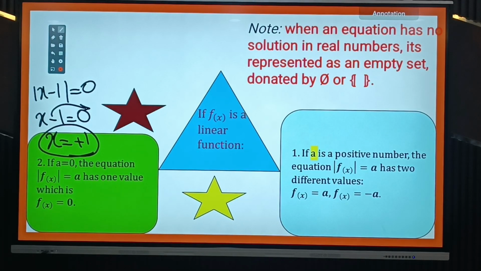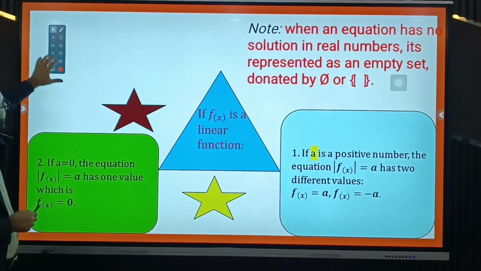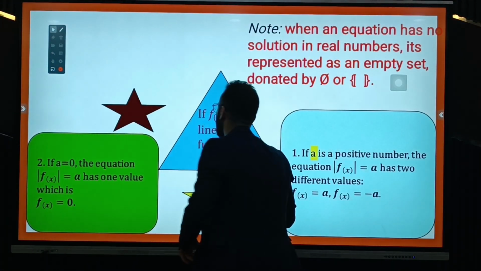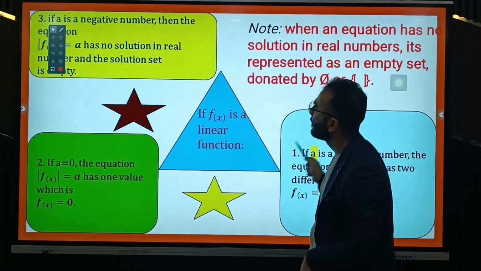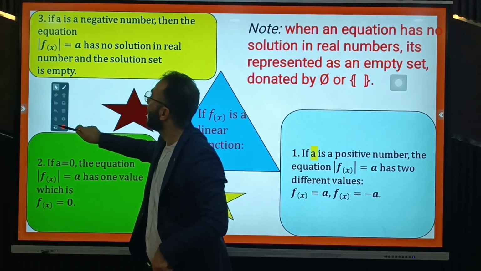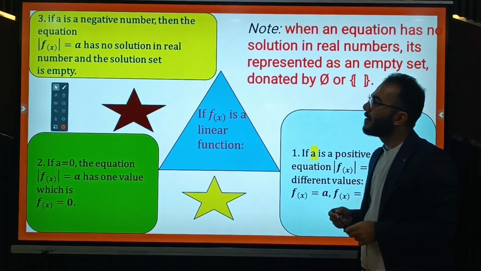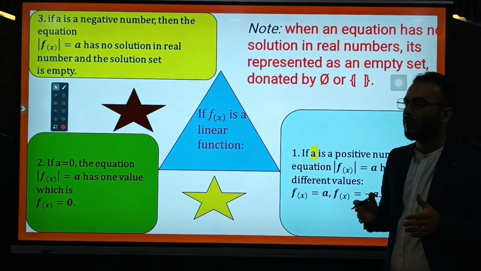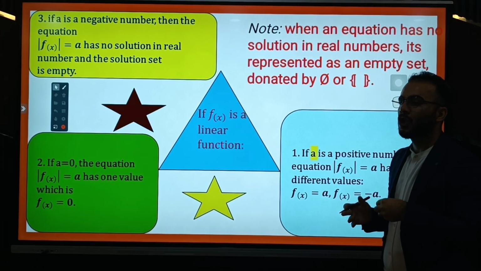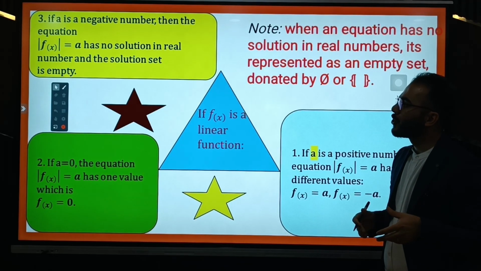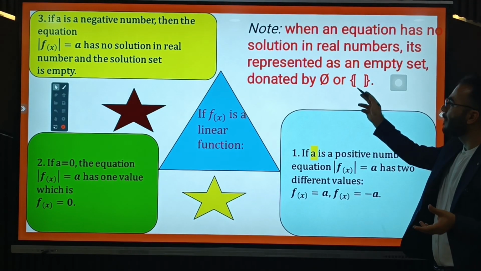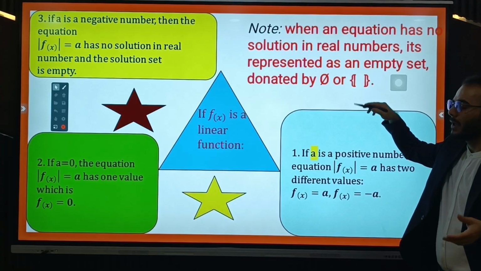And the next situation is, what if a was negative? If a is a negative number, then the equation of the absolute value of f of x equals a has no solution in real numbers, and the solution set is going to be empty. So we are going to denote it with this symbol.